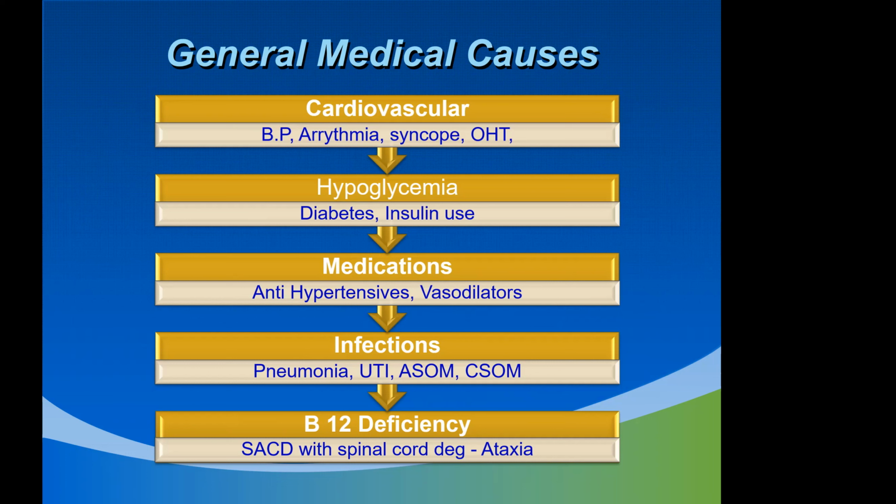B12 deficiency can cause subacute combined degeneration. That is, both the motor tract as well as the posterior columns are degenerating. It's a combined degeneration. It produces ataxia. So general causes are cardiovascular, hypoglycemia, medications, infections, B12 deficiency. Though it is a neurological disease, it's a general cause. The B12 deficiency is the cause.